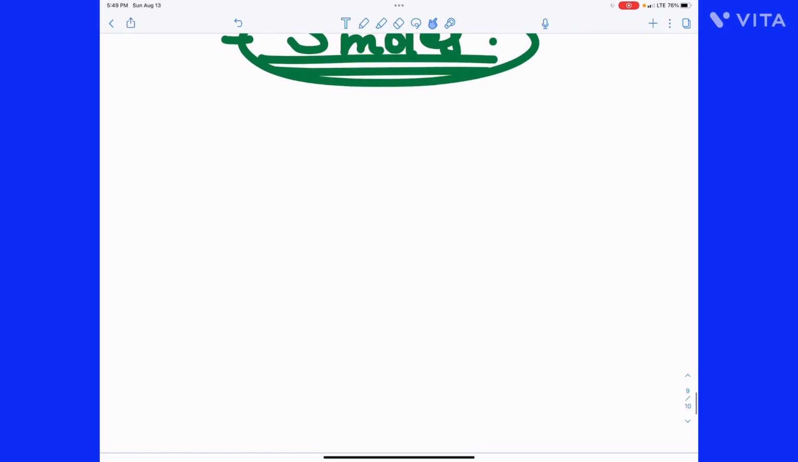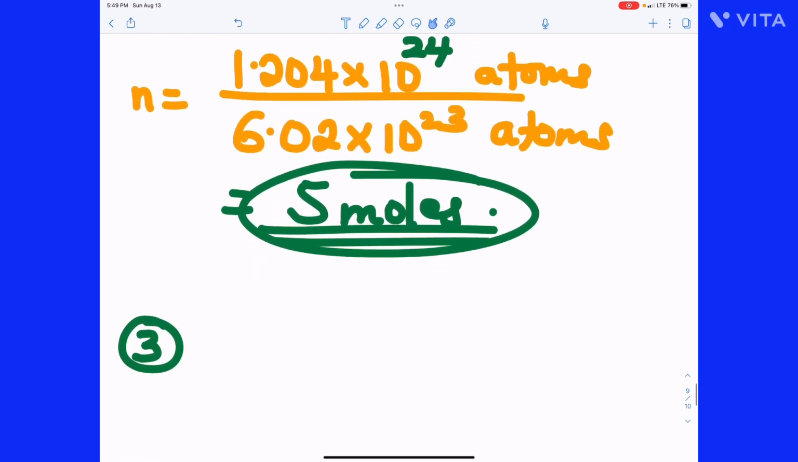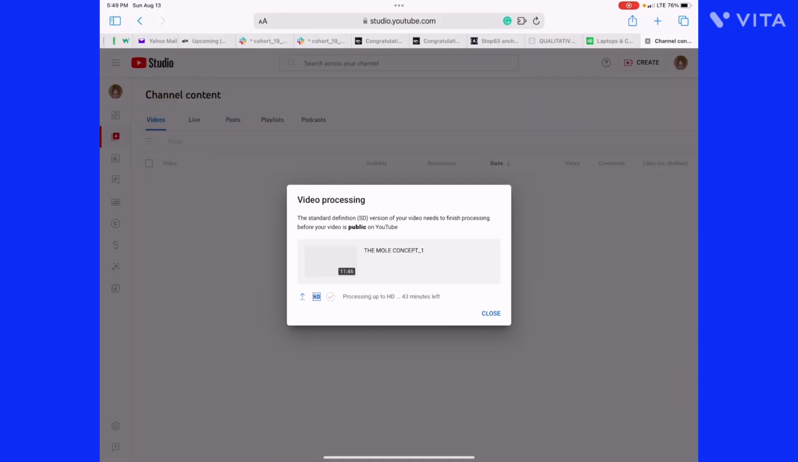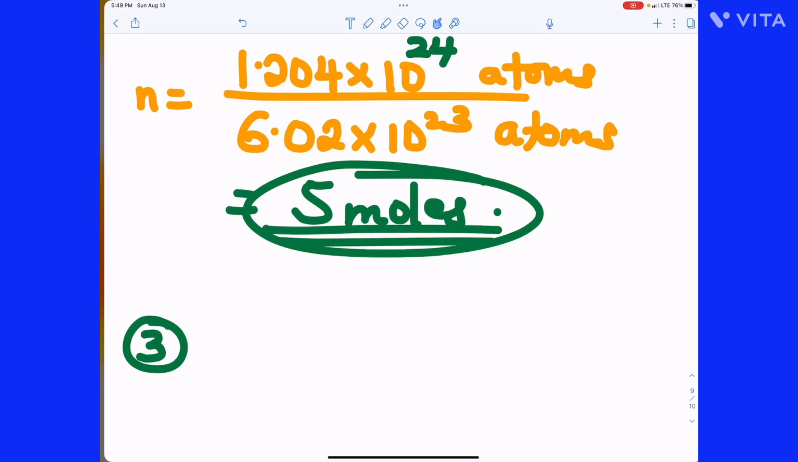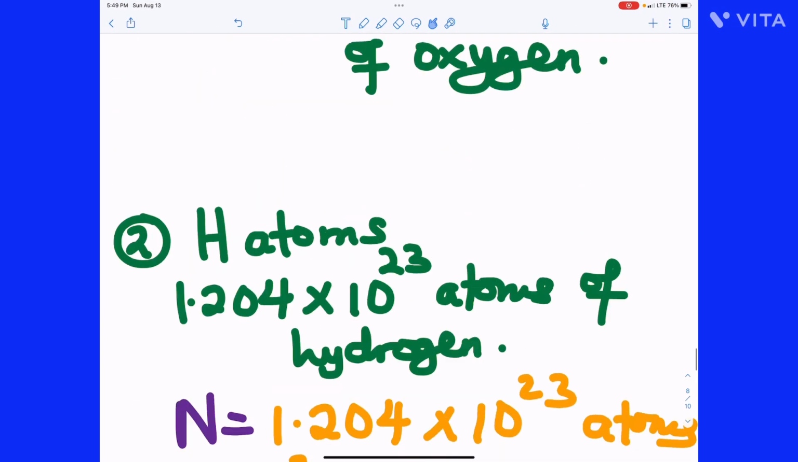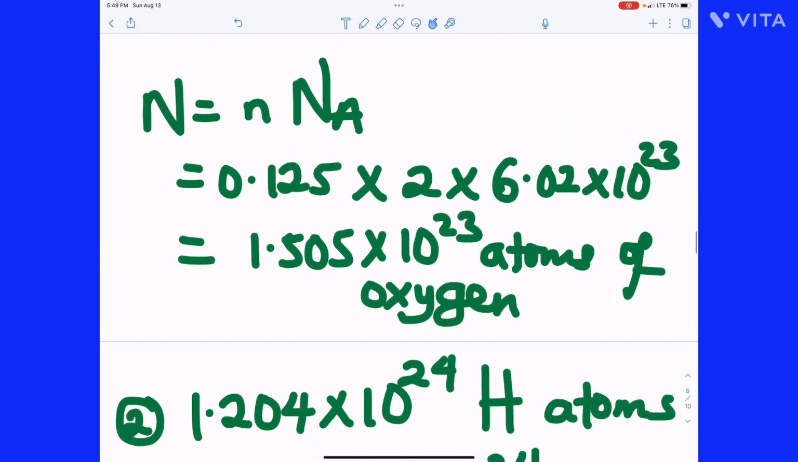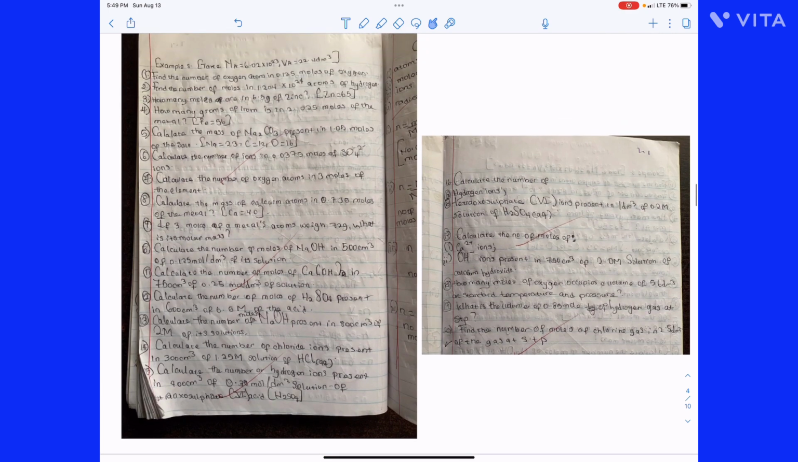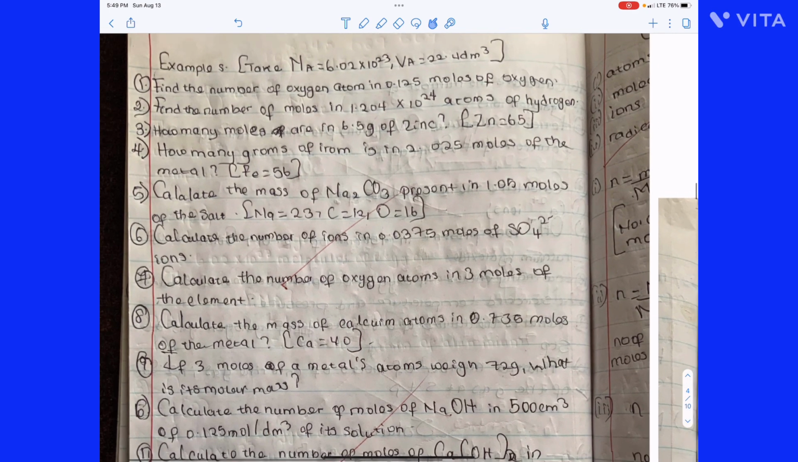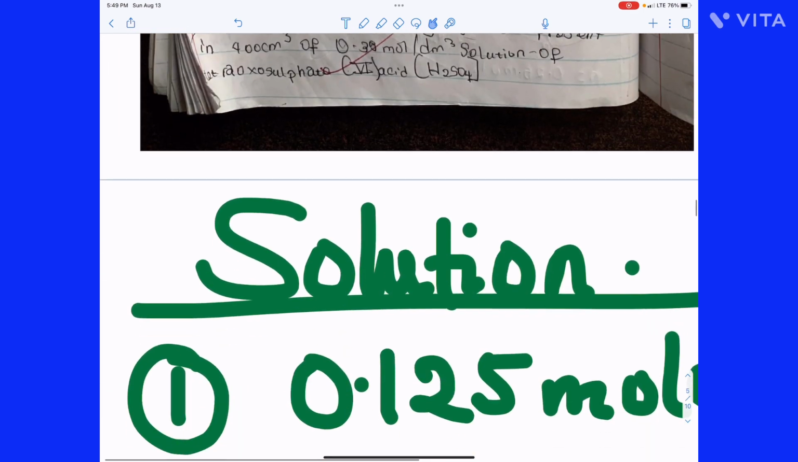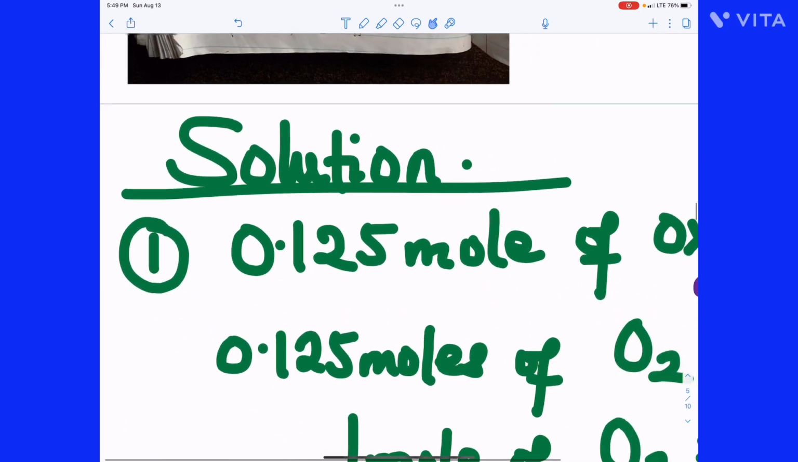Let's go on now. Question 3. I need to go up to get my question. Question 3 says, how many moles are in 6.5 grams of zinc if the molar mass of zinc is 65?